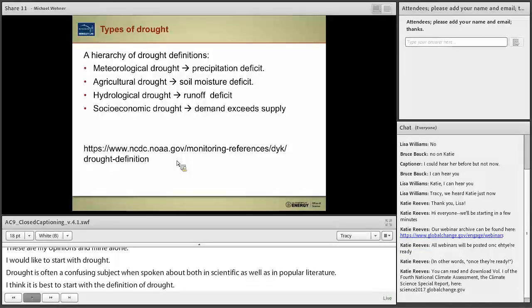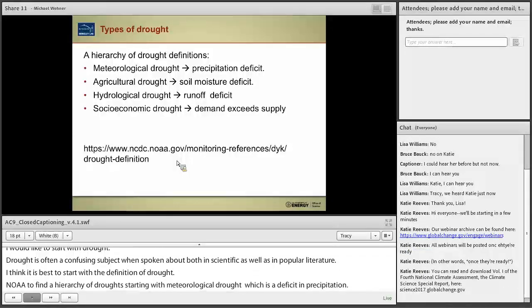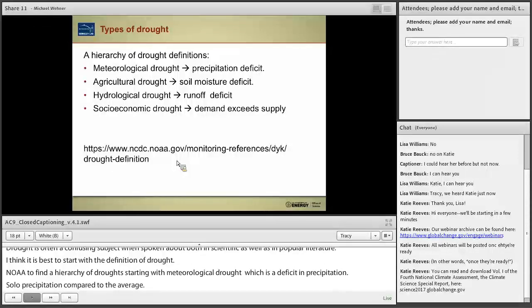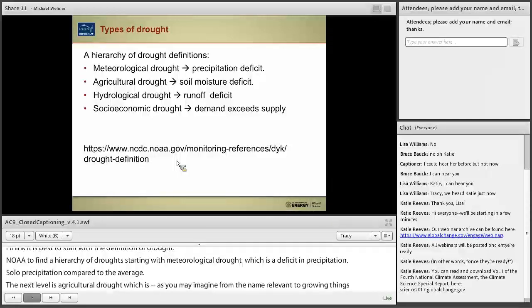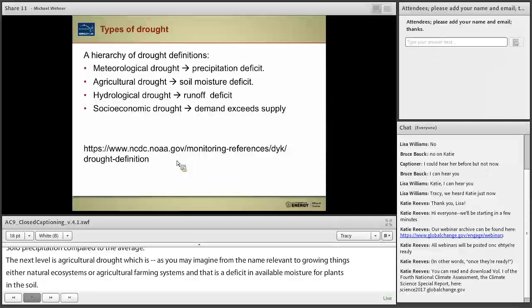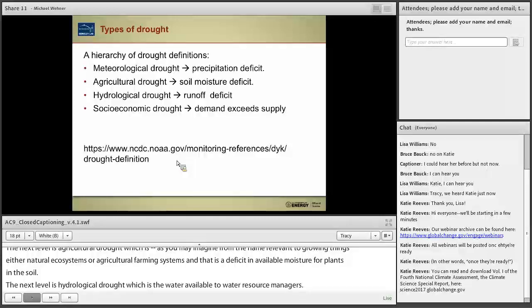The next level is agricultural drought, which is, as you might imagine from the name, relevant to growing things, either natural ecosystems or agricultural farming systems. That's a deficit in the available moisture for plants in the soil. The next level is hydrological drought, which is really about the water available to water resource managers. And then the last is socio-economic drought, which could be any of these or all of these kinds of physical definitions of drought, where the demand simply exceeds the supply. This website here from NOAA describes these in a bit more detail.